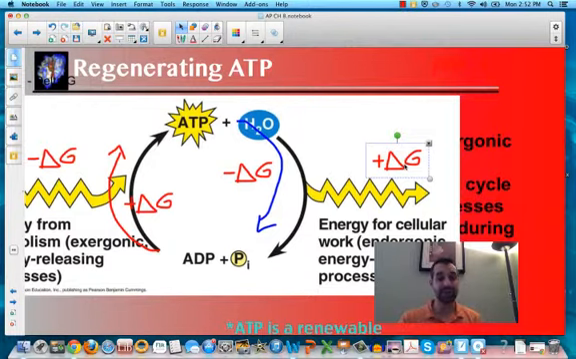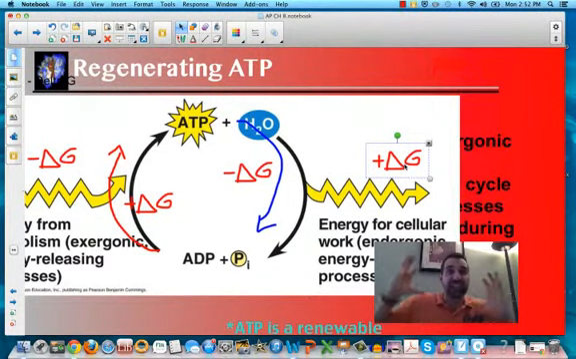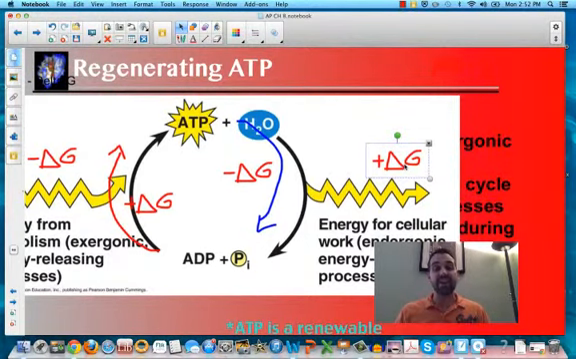Here's the bottom line. Exergonic reactions inside of our cells release free energy, a negative delta G. We use that free energy and we temporarily trap it and store it by the endergonic synthesis of ATP. Exergonic reactions drive the endergonic synthesis of ATP. The exergonic hydrolysis of ATP then fuels the endergonic work inside of the cell.